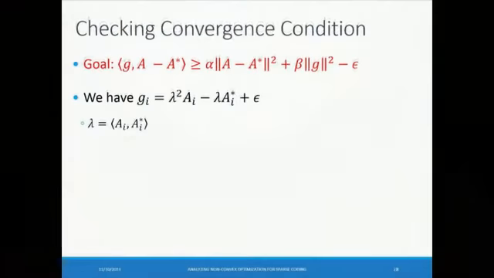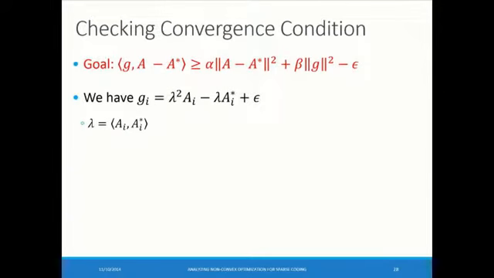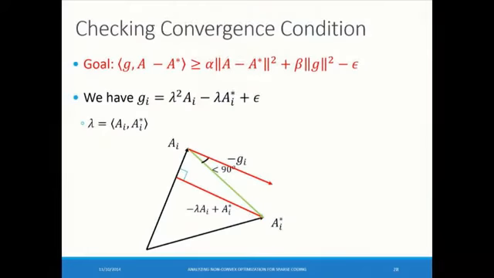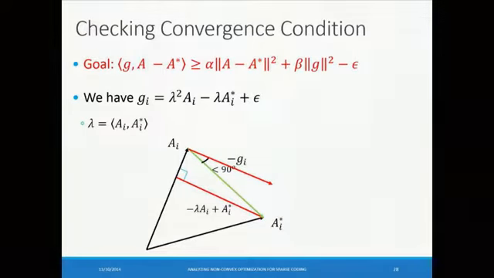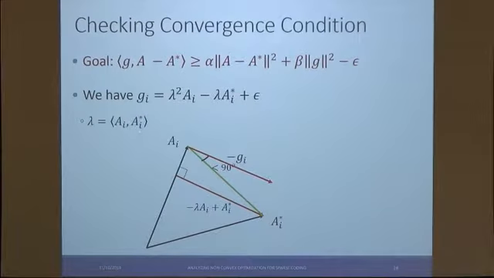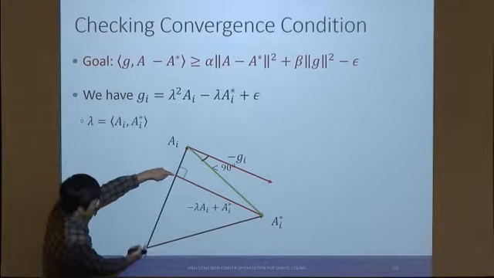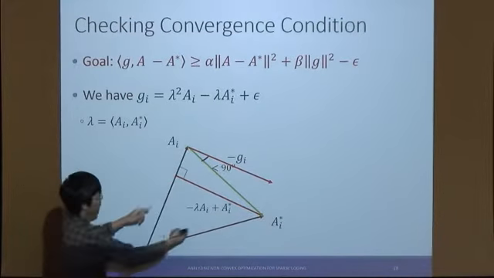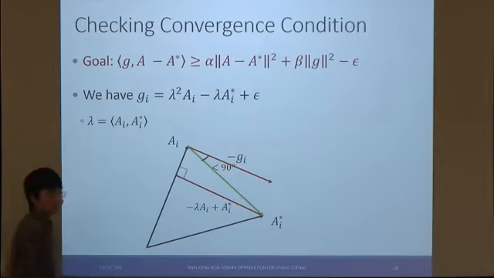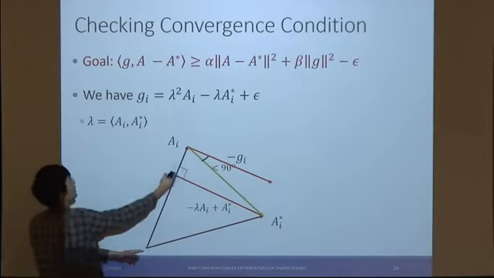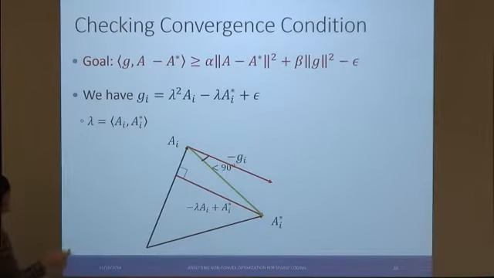And so then let's check this condition. I want to check that G is correlated with A minus A star. We can show this by picture. Basically lambda is the size of the projection of A_i star onto A_i. This is lambda. And here I get lambda squared A_i. So let me extract one lambda from these two terms.